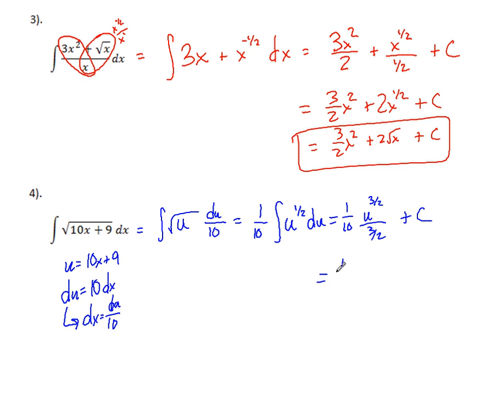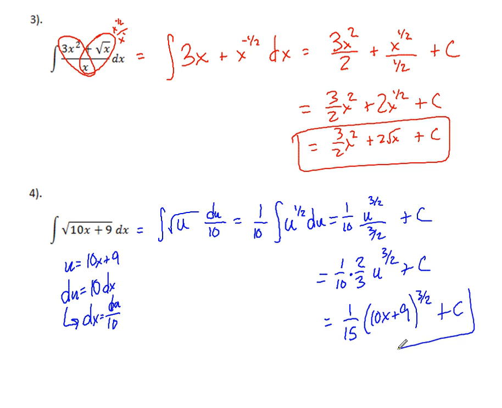All right, so I can rewrite this. Instead of dividing by 3/2, I'll multiply by its reciprocal, and then simplify it from there. So it would be 2 over 30, which would reduce to 1 over 15. I don't like u, I got to turn it back into x, so it would be 10x plus 9 now to the 3/2 power plus c as your final answer.